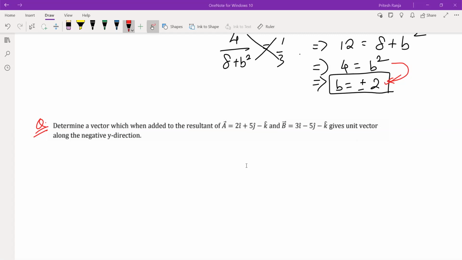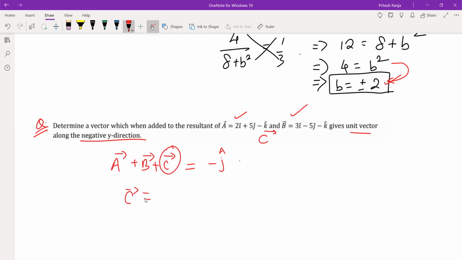Minus j cap plus 2k cap minus 5 I cap. Okay, let us check this. So determine a vector which when added to the resultant of this, so let us say that vector is C, gives a unit vector along negative y direction. So basically this resultant, that is A vector plus B vector plus C vector, gives a unit vector along negative y direction, that means minus j cap, right? And we are required to find C vector.